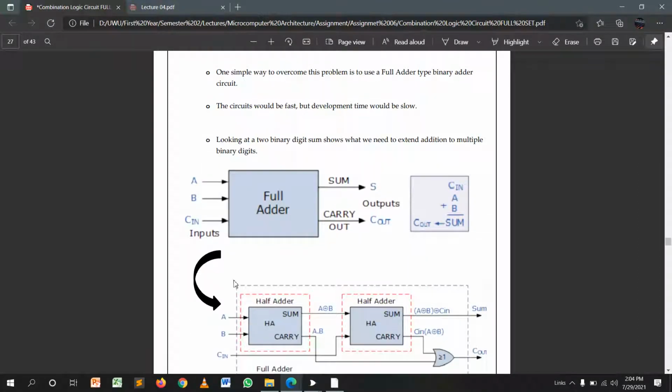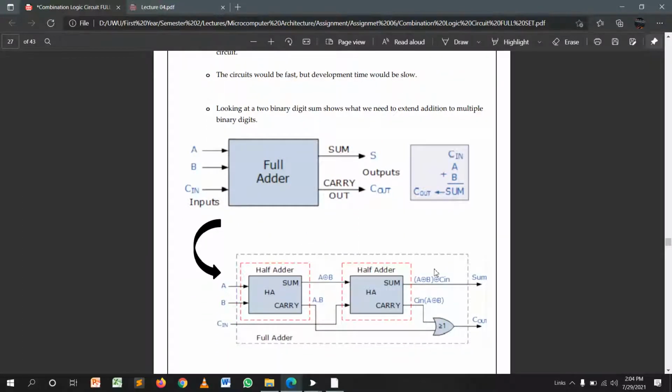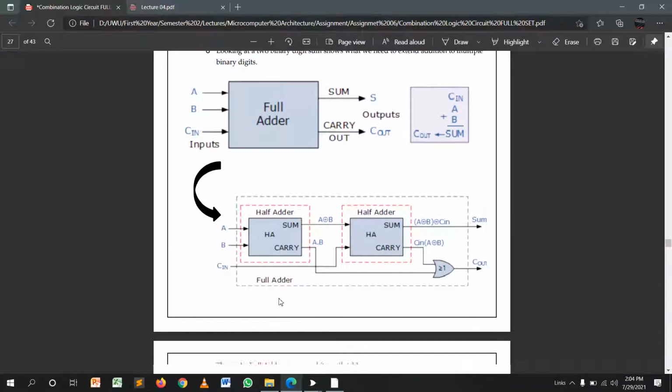Then this is the normal representation of the full adder, and it is interconnected using half adders. The summation of one half adder goes into the second half adder, which gives the summation output, and the other carrying out value we put into an OR gate, and the second half adder's carrying out value also goes into the OR gate, and it's called C out. This is the full adder interconnected concept.